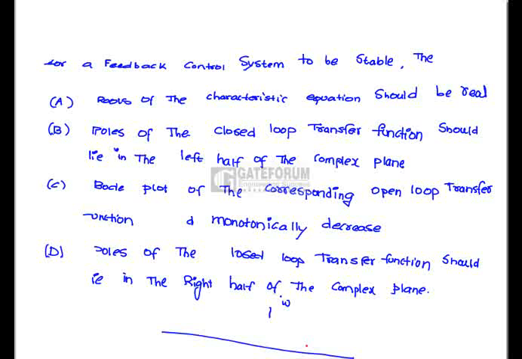Coming to option A, roots of the characteristic equation should be real. No, it's not correct. Option B, poles of the closed loop transfer function should lie in the left half of the complex plane, that means the S-plane.